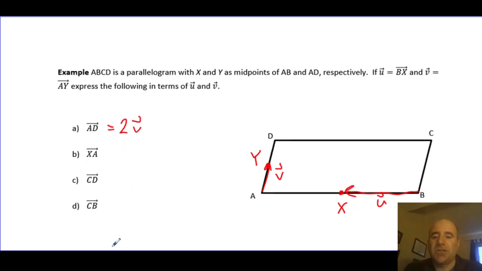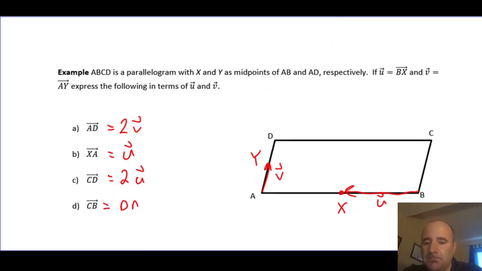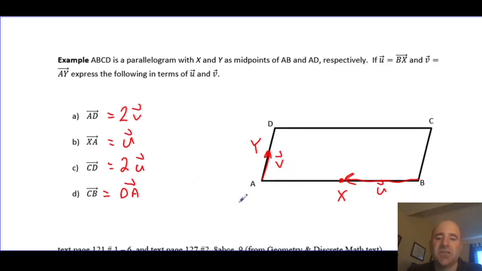Vector XA is right here, and that is actually equal to vector U. It's the exact same as vector U because it has the same length and the same direction. Vector CD: notice that vector U and another vector U would be equal to BA, and CD and BA are actually the same vector. So this is just equal to 2U. And finally the last one, CB. Notice that CB and DA are the same vector. So CB is equal to DA, and DA is 2 of vector V's, but in the opposite direction. So this is equal to negative 2V. And there you have it.